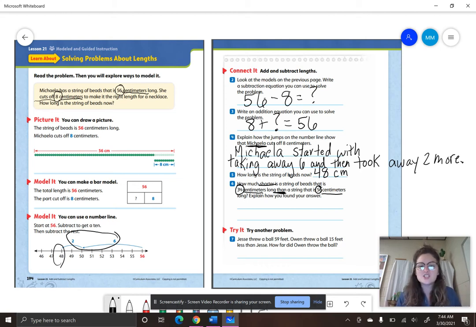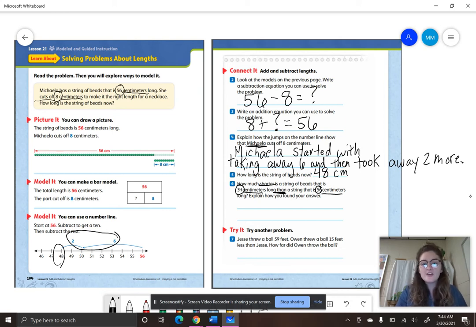So if we are trying to figure out how much shorter it is than the 56, what kind of equation could we make? If we are comparing, what is the fastest way that we could solve that problem? Would it be adding or subtracting? We would subtract, right? So what is our whole in this equation? What is our big number in our word problem?